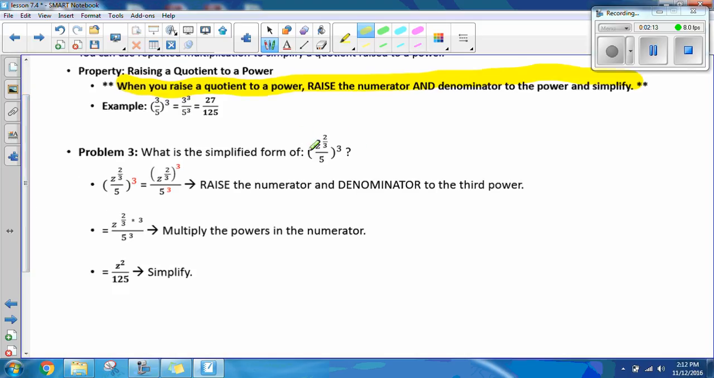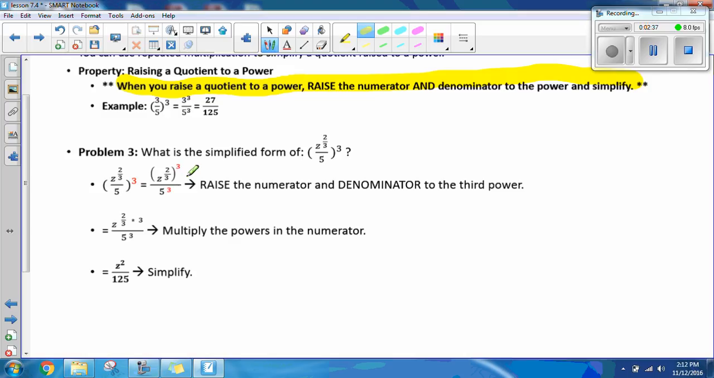Here's a problem. We have z to the 2 over 3 power divided by 5, and that entire quantity is being raised to the 3rd power. Since we have a quotient being raised to a power, we can write the numerator and the denominator separately raised to that power. So we have z to the 2 over 3 power raised to the 3rd power over 5 to the 3rd power.